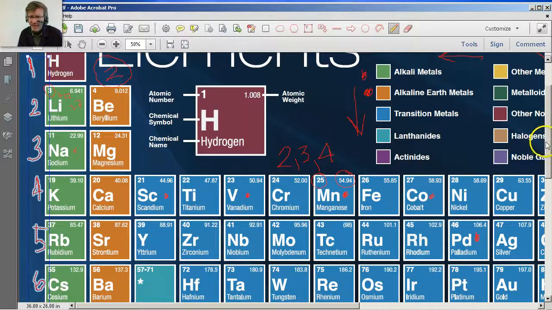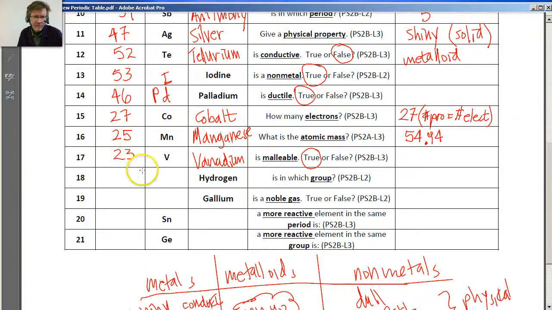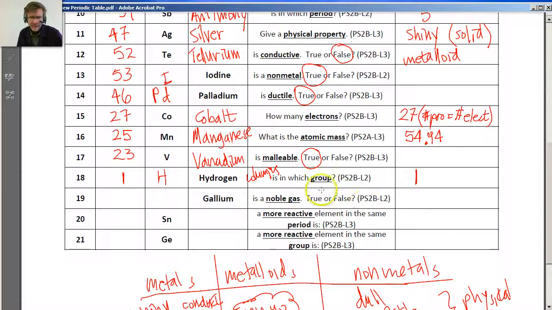Hydrogen, here we go. Hydrogen, up here. Atomic number 1. Group 1. H is in which group? Remember, groups are the columns. So columns. Hydrogen, group number 1. Okay, zoom out again. Next question.